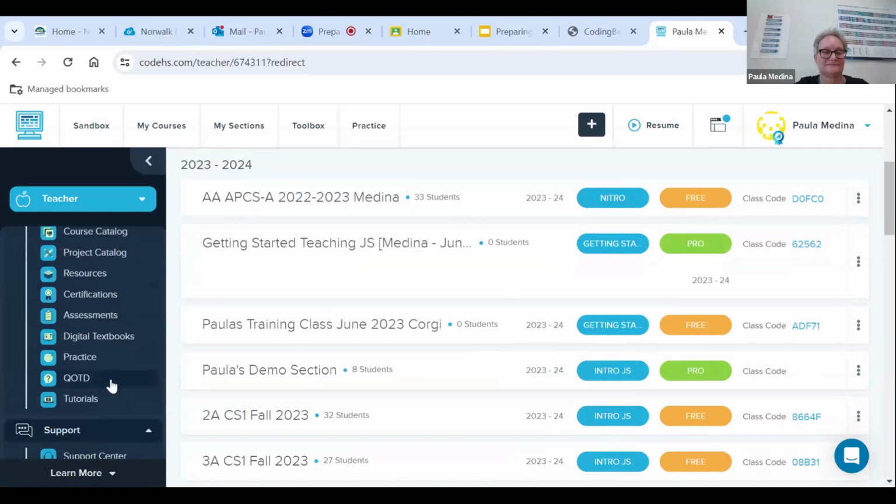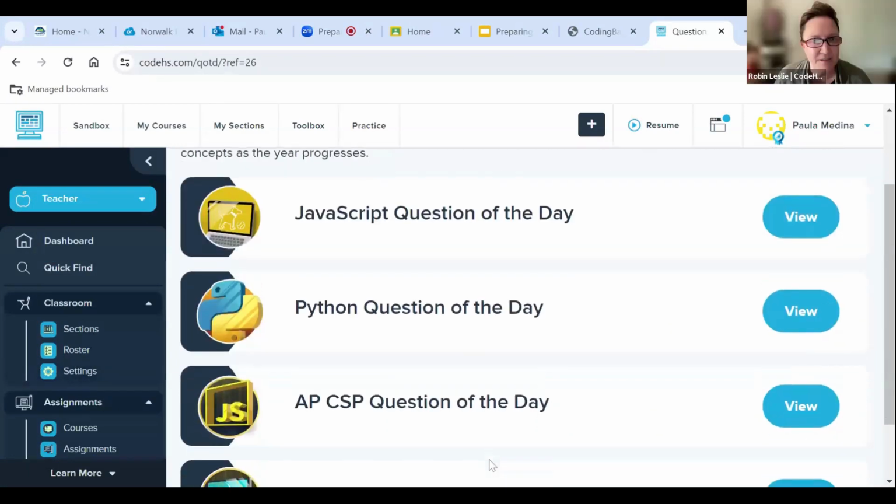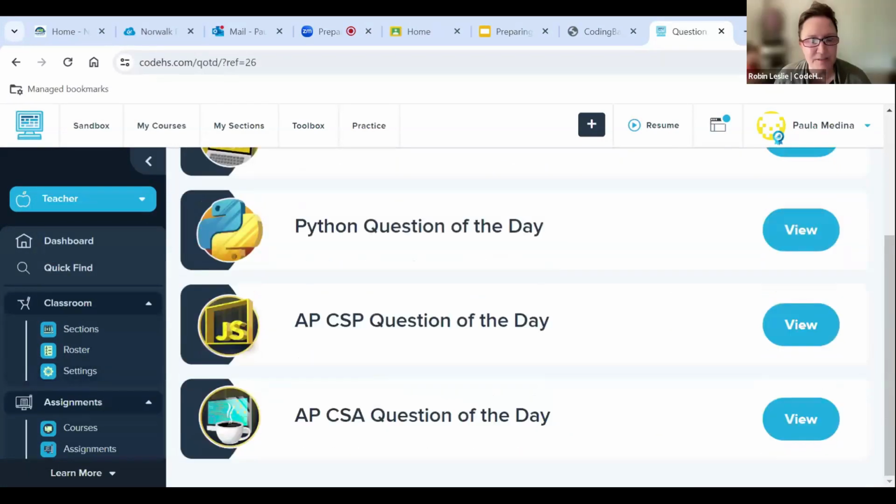So it's in a little bit different spot for students, but it is still in the left-hand side navigation. And they can click right on that. Do you want to click on it? Why not? Sure. There we go. Right. And so this is where students will see the question of the day for whatever course they are signed into. So if they're signed into APCSA, they'll see the APCSA question of the day.